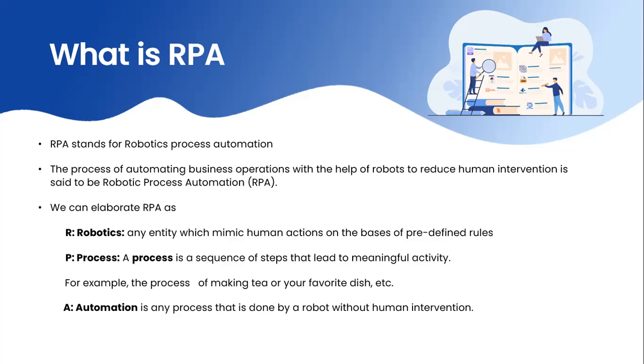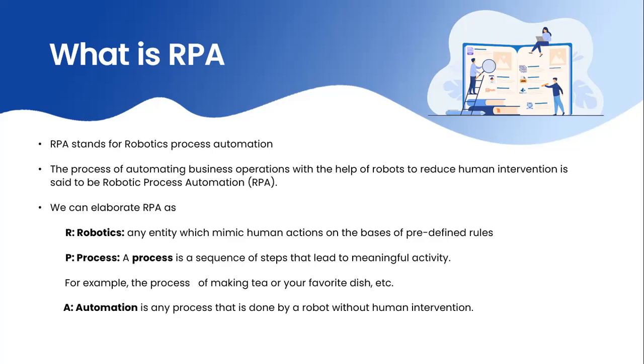The second abbreviation is P, process. Any sequence that leads to a meaningful activity. Making tea is a process. Suppose first I boil the water, then I put in some tea leaves, then some sugar, then I take milk, and it becomes tea. That's a process. Anything which leads to a meaningful action, only that you will say is a process.